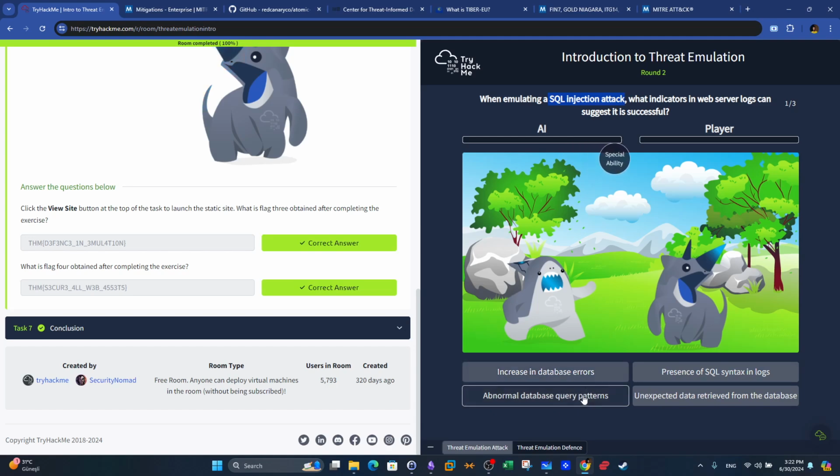Now, errors and abnormal queries can be indicators, but not totally, because if you have a website that receives a lot of traffic, you might see errors in the web server logs, even SQL errors. And sometimes you don't. You're not supposed to see these errors, because database errors are actually stored in database logs. You shouldn't see them in web server logs.